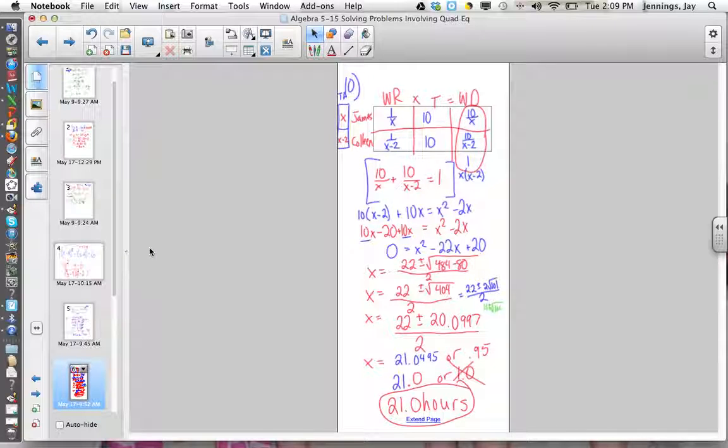Well, a lot of times people would look at this down here and say, oh, the answer is 21. But if I'm rounding to the nearest tenth, I have to have that tenth place in there, so 21.0. So my answer is actually 21.0 hours. That 0.0 is a significant digit.